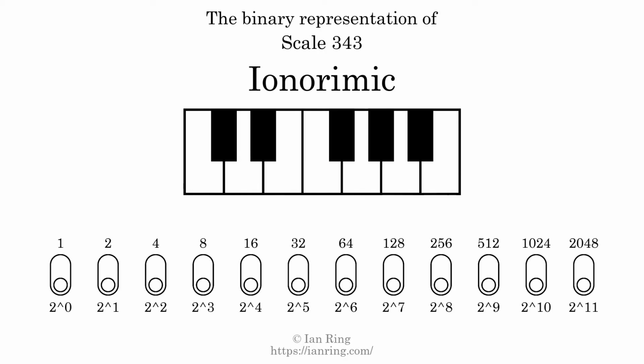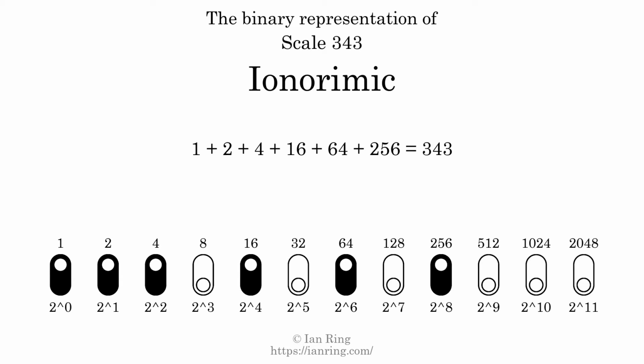The binary representation of this scale is determined by mapping tones of the scale to binary digits. Each binary digit represents a power of 2. To get the scale number, we add the powers of 2 together. The powers of 2 that are present in the scale, all added together, equals 343. That is why the scale number, in decimal, is 343.